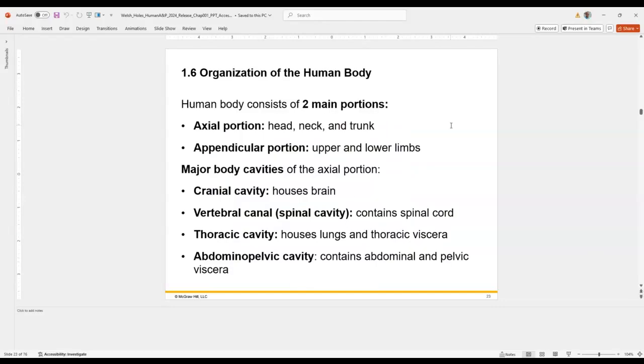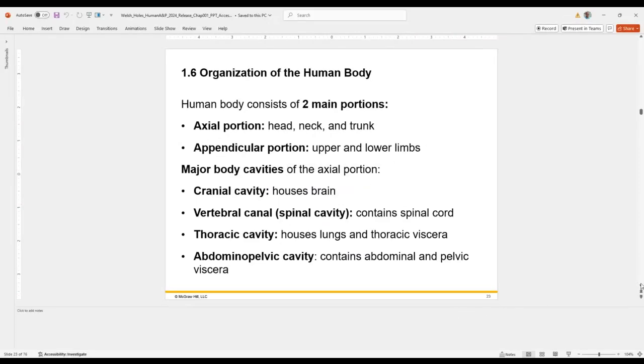Okay, let's talk some key terminology. You do have to memorize these terms. The human body consists of two main portions, the axial portion and the appendicular. The axial is the head, neck, and the trunk of the body. The appendicular portion is upper and lower limbs. The major body cavities of the axial portion include the cranial cavity, where the brain is found, the vertebral canal or spinal cavity, where the spinal cord is found. Then you have a thoracic cavity that houses the lungs and the thoracic viscera. And when we say viscera, we mean organs. And the abdominal pelvic cavity that contains abdominal and pelvic viscera.